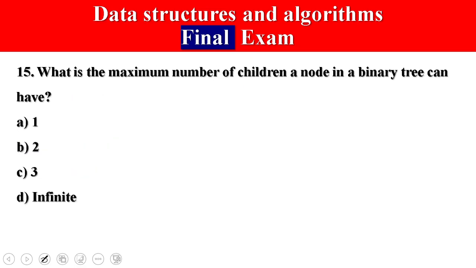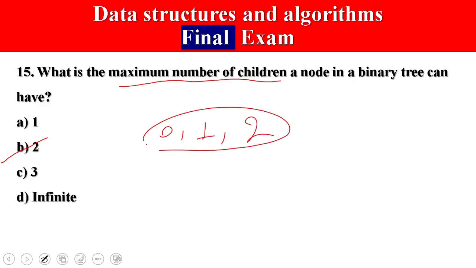Question number 15. What is the maximum number of children a node in a binary tree can have? The maximum number of children of a node in a binary tree is 2. It may have 0, 1, or 2 children.